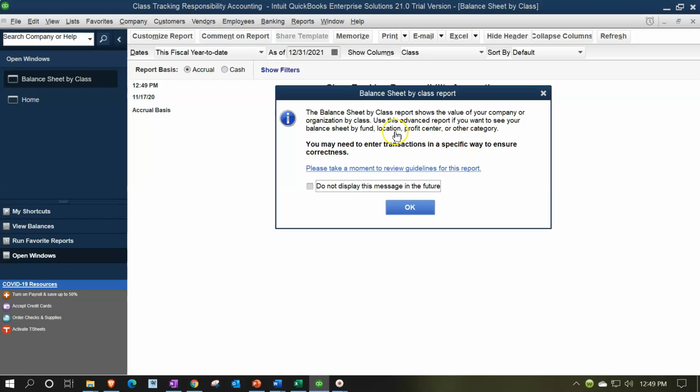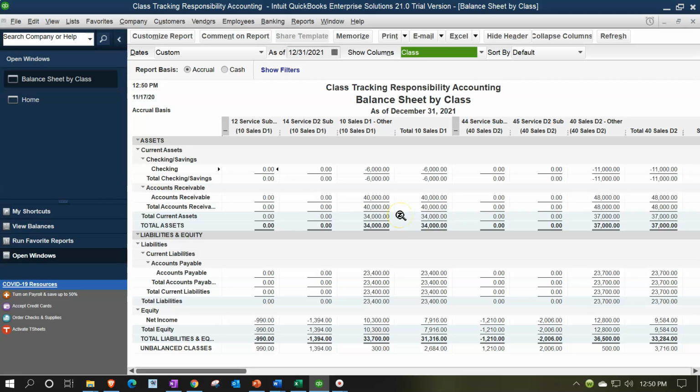Use this advanced report if you want to see your balance sheet by fund, location, profit center, or other categories. So we're basically within here. You may need to enter transactions in a specific way to ensure correctness. So I'm going to say OK. Notice what we have here is the same kind of breakout. We've got a detailed balance sheet breaking out assets, liabilities, and equity into the classes we have set up.